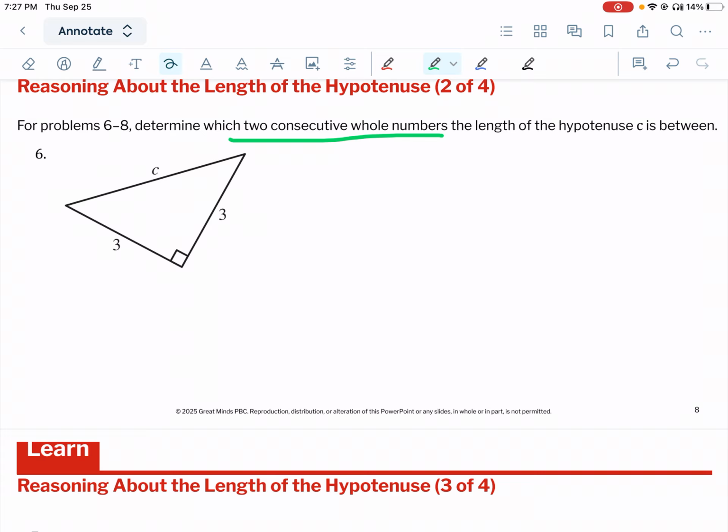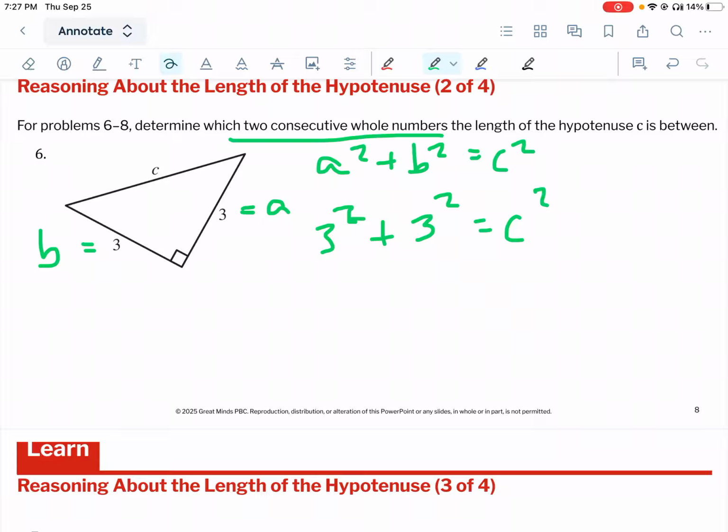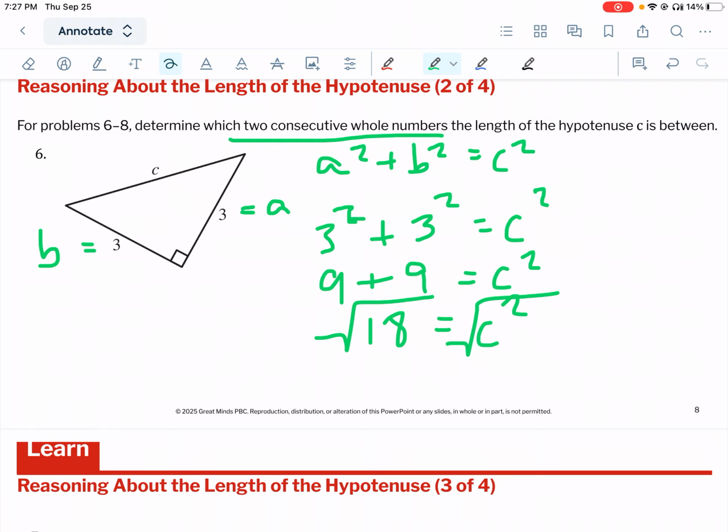So, just labeling, write your formula again. That's how you get it through your memory. You have 3 squared, just because that's our a, plus b squared, which is 3 squared again, equals c squared. That gives us 9 plus 9 equals c squared, which is also 18 equals c squared. Now they just want c, not c squared, so we have to square root both sides.